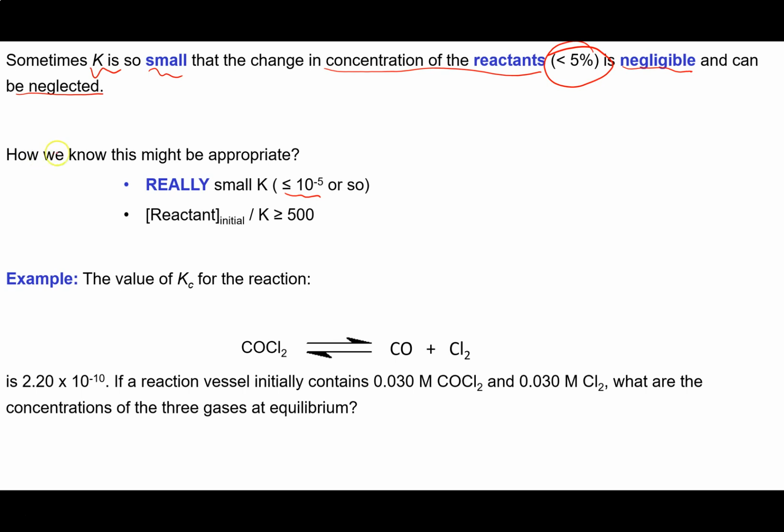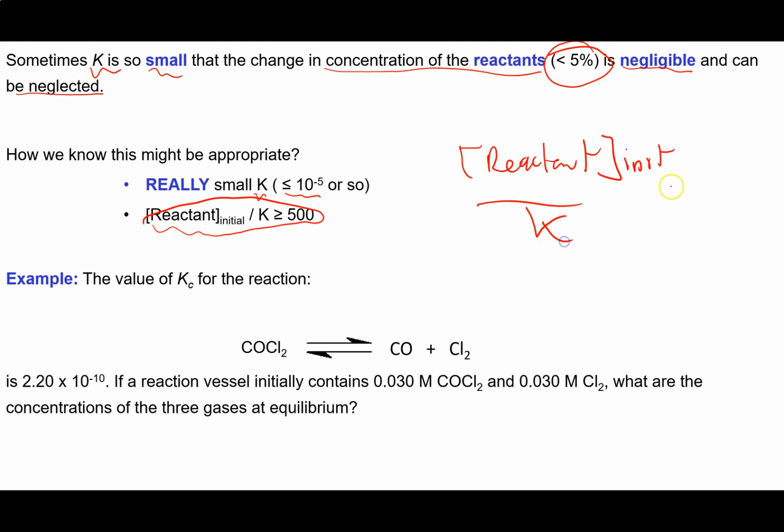We will know that it is appropriate to neglect the change in concentration of the reactants when we have a really small K. And you can check that using this little formula here. You take your initial concentration of your reactant and you divide it by K, and if that is greater than 500, you're probably going to see a less than 5% change in the concentration of your reactants, and you can go ahead and safely neglect how they are changing.